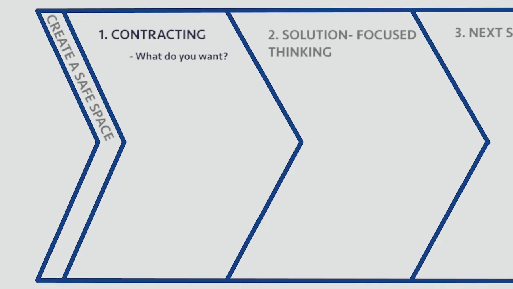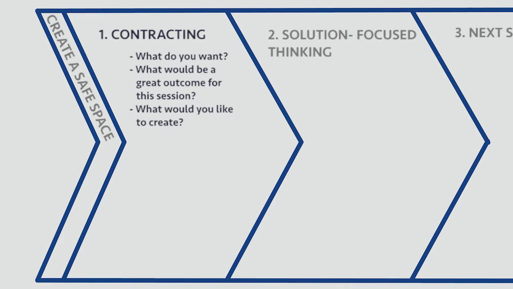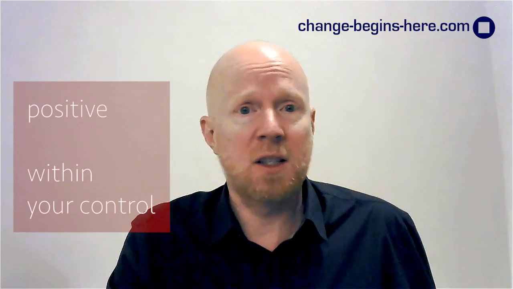The contract is made by answering three questions. The wording can vary and should be connected to the answers you give, but the basic meaning of the first question is, what do you want? This could also be worded as, what would be a great outcome for this session? What would you like to create? Objectives need to be positive and to be things within your control. That is, specific things that you can do and that don't rely on the actions, reactions, or the will of other people.